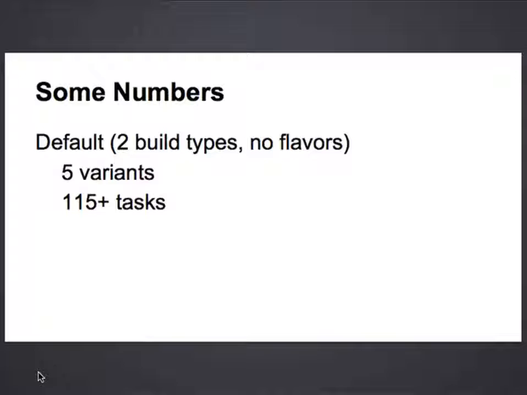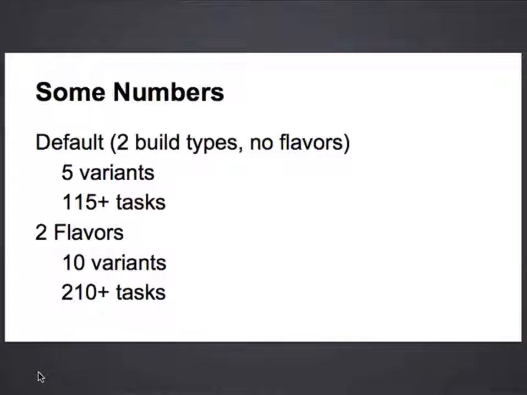If you have two flavors, well, it's basically double. So we have 10 variants. Again, two flavors and two build types gets you four different versions of your app, four versions of the unit test, and then only the debug versions, so two of them, get tested. And then 210 tasks. And just to give you some point of reference, a pure Java project has about 15 tasks, and that's it.